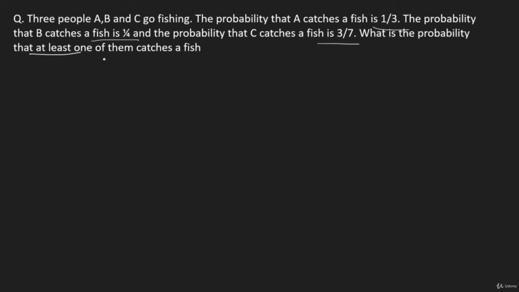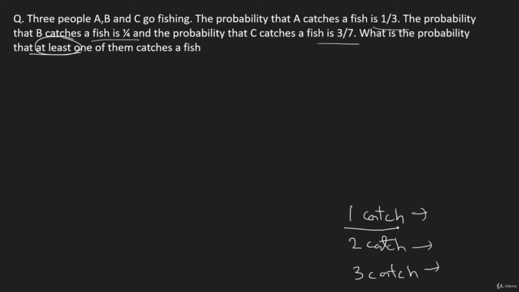Over here, we need to find the probability that at least one of them catches a fish, right? So we can do this in two ways. One way would be, if we want at least one of them to catch a fish, there could be a possibility where 1 catches a fish, there could be a possibility where 2 catch a fish, and there is a possibility where 3 people catch a fish, right? Now we can calculate these independently and add up these probabilities to get the answer.